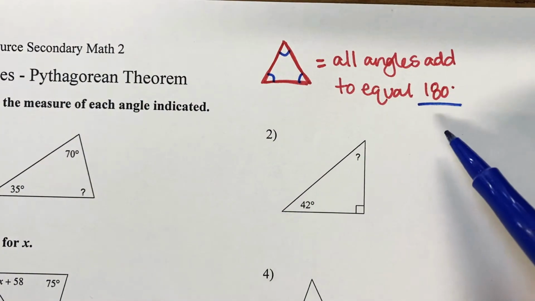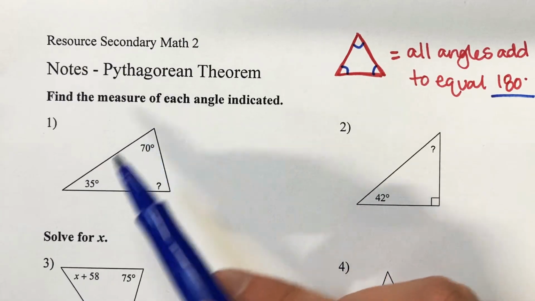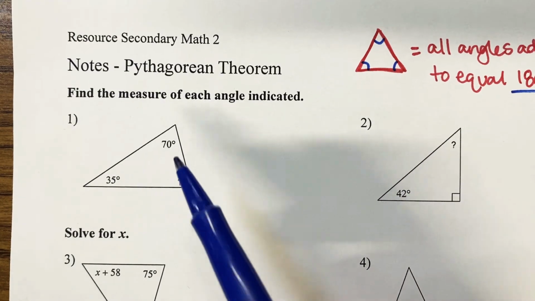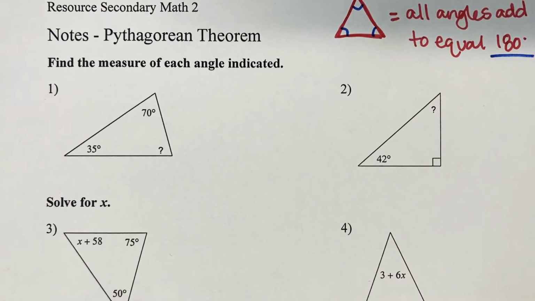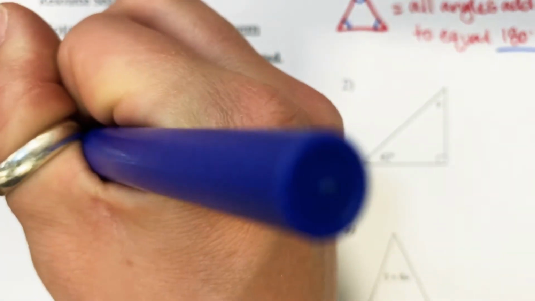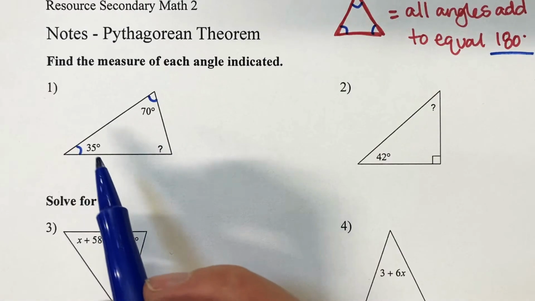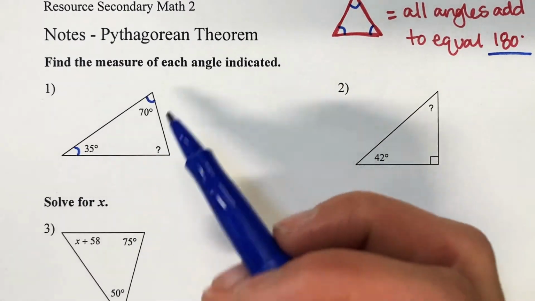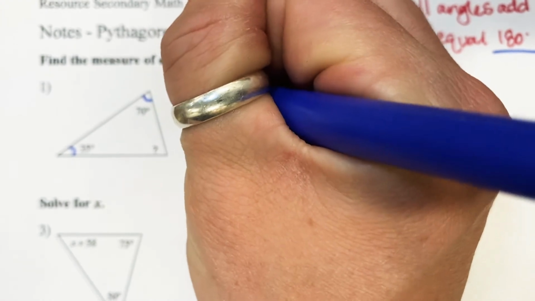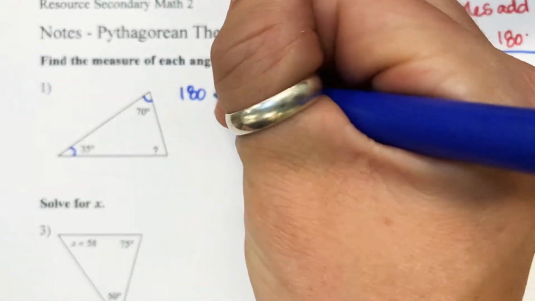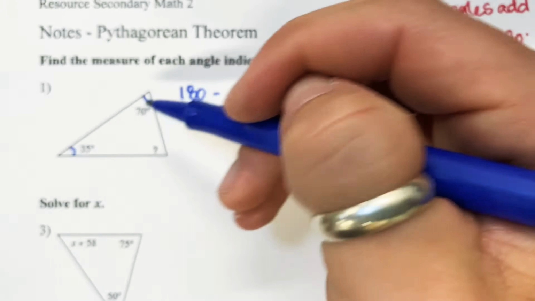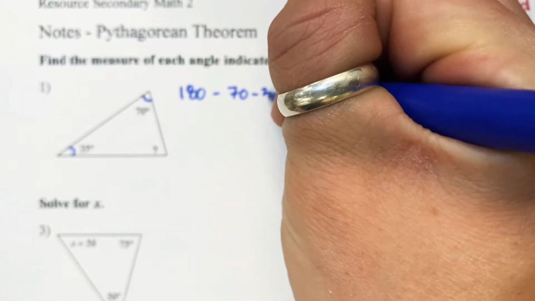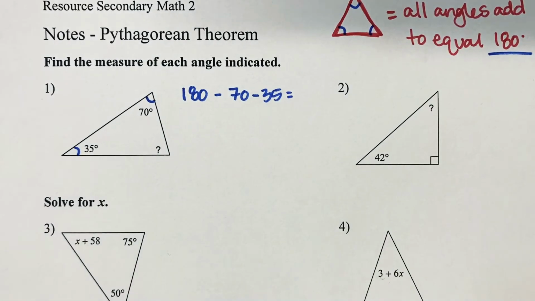So knowing that, whenever it gives us two angles of a triangle, that means we can find the third missing angle. So let's do that for number 1. Here are the two angles that it gives us, 35 and 70. To find our third angle, we take the total number of degrees, which is 180, and subtract the two angles that it gives us. Doesn't matter which one you do first. 70 minus 35.